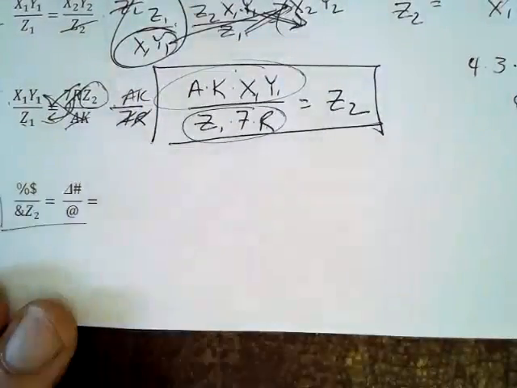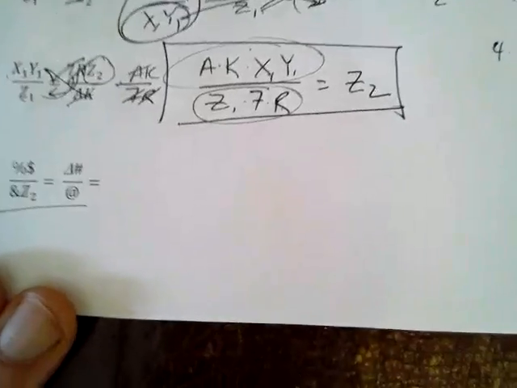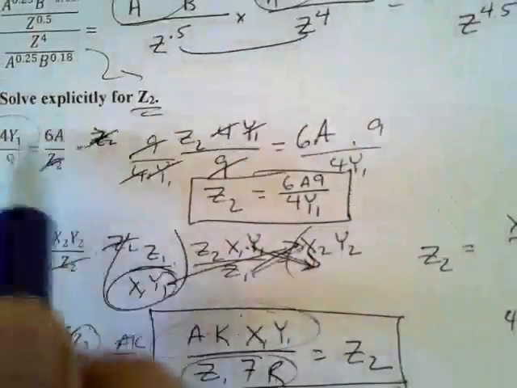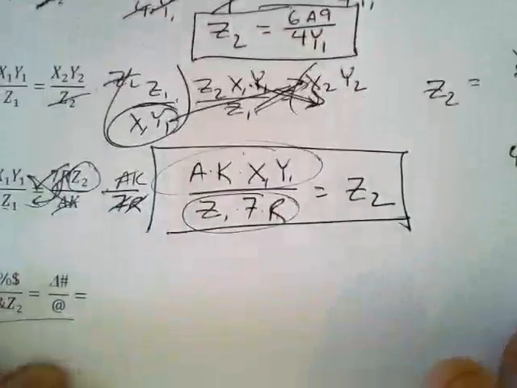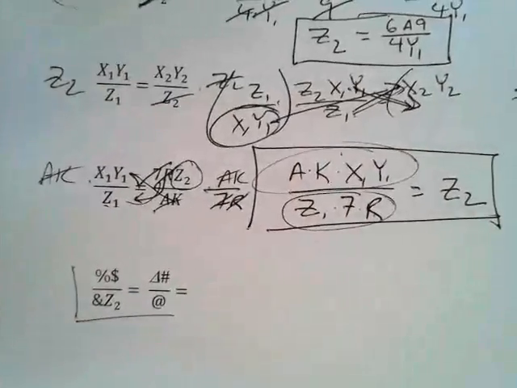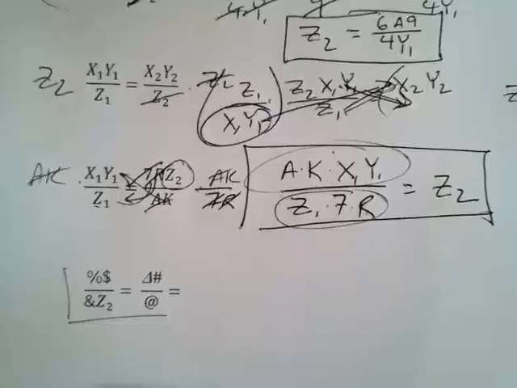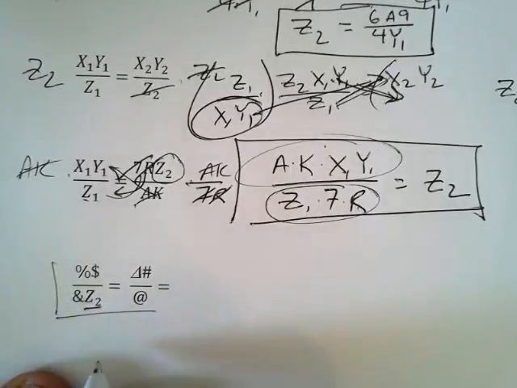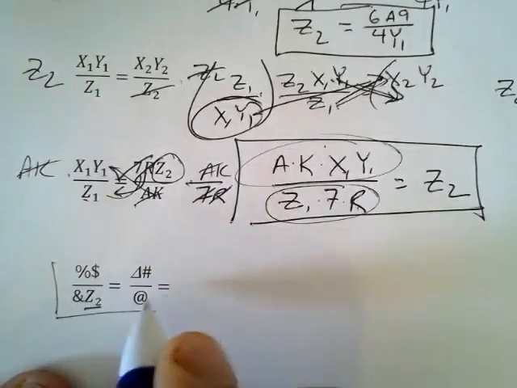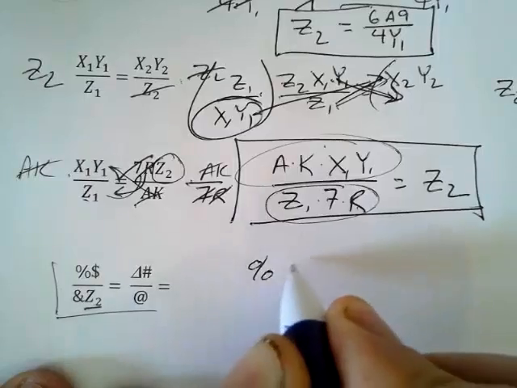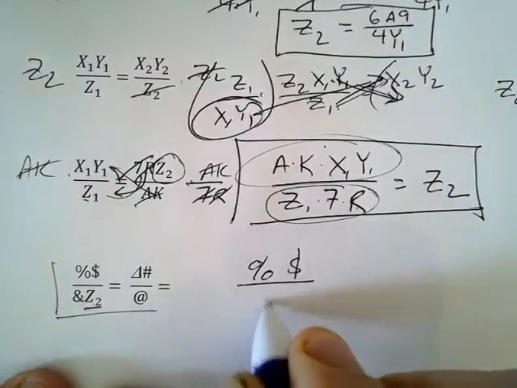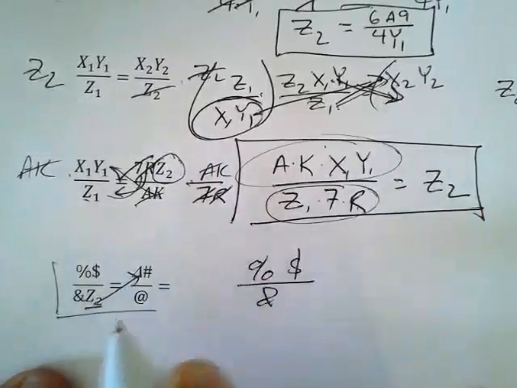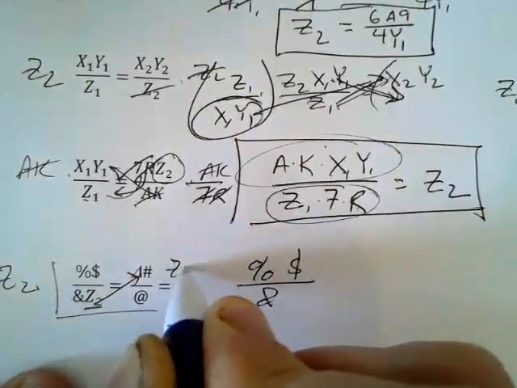Last one down here, very abstract, but again, illustrating the point that while we started with numbers, whatever we do with numbers, we can do with symbols, even if the symbols themselves don't look terribly mathematic. We want to isolate Z2. So the first thing we're going to do is multiply both sides by Z2. So we'd get percentage times $ over ampersand. The Z2 is going to come up over because we're essentially multiplying both sides by Z2.